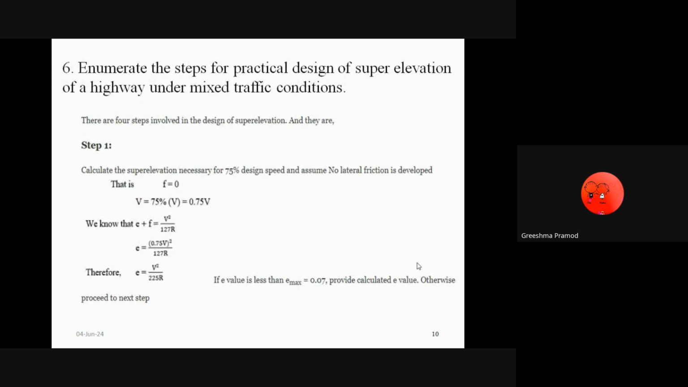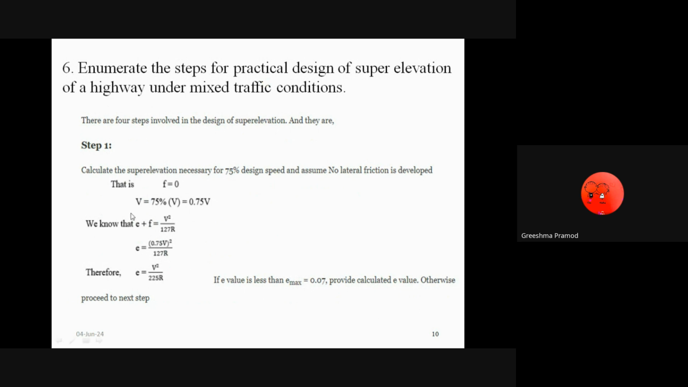Now, superelevation. How do you analyze superelevation? What are the forces which you consider when you analyze superelevation? You need to consider the centrifugal force P, which is given by WV square by RG, which acts laterally outwards through the CG. Then the weight of the vehicle, which acts vertically downwards. Then the frictional force between the wheels must be considered.